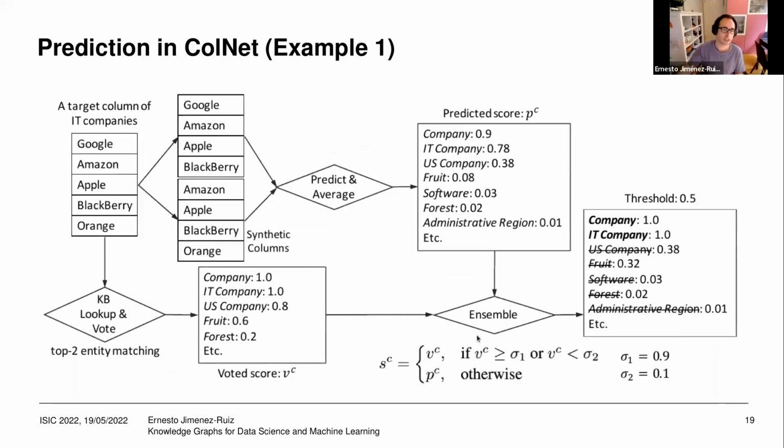And then finally in prediction, here is one example where we have Google, Amazon, Apple, BlackBerry, and Orange, and we would like to discover, or at least predict, the type of this column. On the bottom side, you have the basic lookup, which works fine in this case because it discovers that there are companies. But it also gives a high score to fruit, and that might sometimes be problematic, especially if you have a threshold and you accept everything over it. You may end up saying this column contains companies and fruit, which is not completely right. And by using CallNet, we have a better set of scores. We classify this as a company or IT company while giving a very low score to fruit.